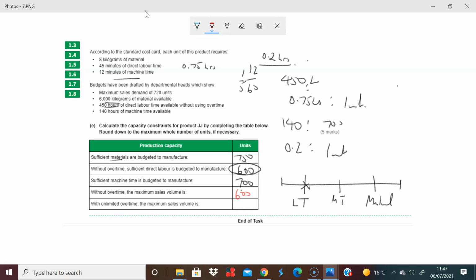With unlimited overtime, we solve this bottleneck. Now we're restricted by machine time, so the best you can do is what the machine time can do for you, which is 700. And when you solve that bottleneck, you are then restricted by materials. So you can see that it's possible to have bottleneck after bottleneck, depending on what the situation is. But this is the situation as it is.